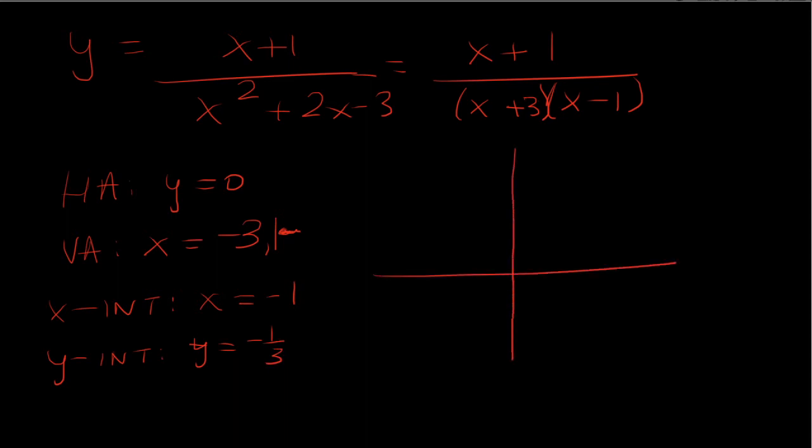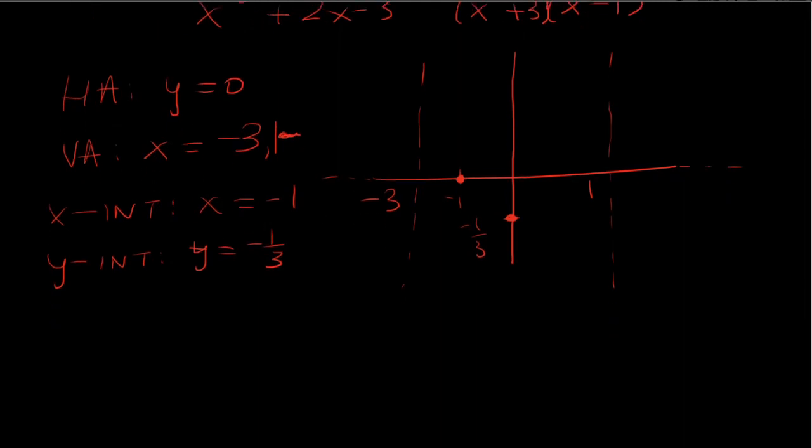So now we can graph it. Horizontal asymptote, y equals 0. Vertical asymptote, x equals negative 3, x equals 1. X-intercept at negative 1. Y-intercept, negative 1/3. Okay. So this one is a bit different because we said the horizontal asymptote is 0, but you see how at negative 1 it is 0. So the question is, are we going to pass through that or not?